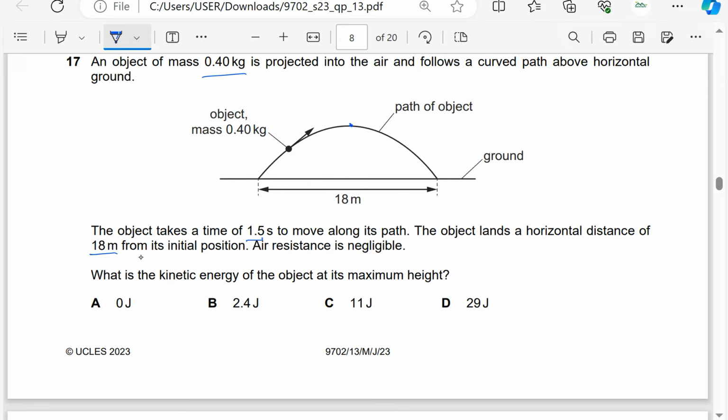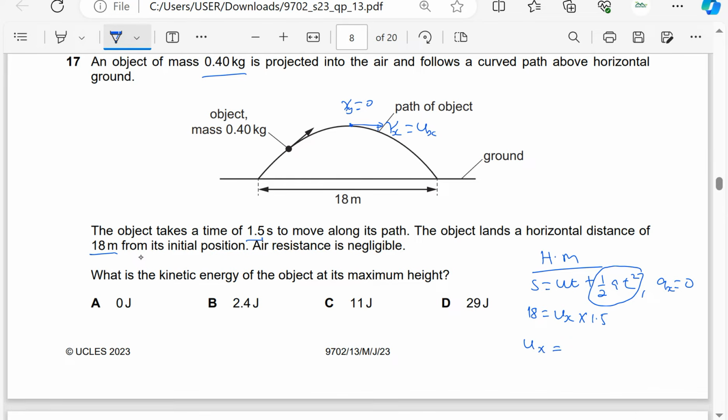So first of all, at maximum height, velocity in the vertical goes to 0, but velocity in the horizontal remains there. Vx will be the same as the initial velocity in the horizontal. So all we need is to find the initial velocity in the horizontal. So considering horizontal motion, I use s equals ut plus a half at squared. Remember, in the horizontal, acceleration is 0 if air resistance is negligible. So this part here becomes 0. So displacement in the horizontal is 18, equal to the initial velocity in the horizontal, which is ux, times the time taken, which is 1.5.